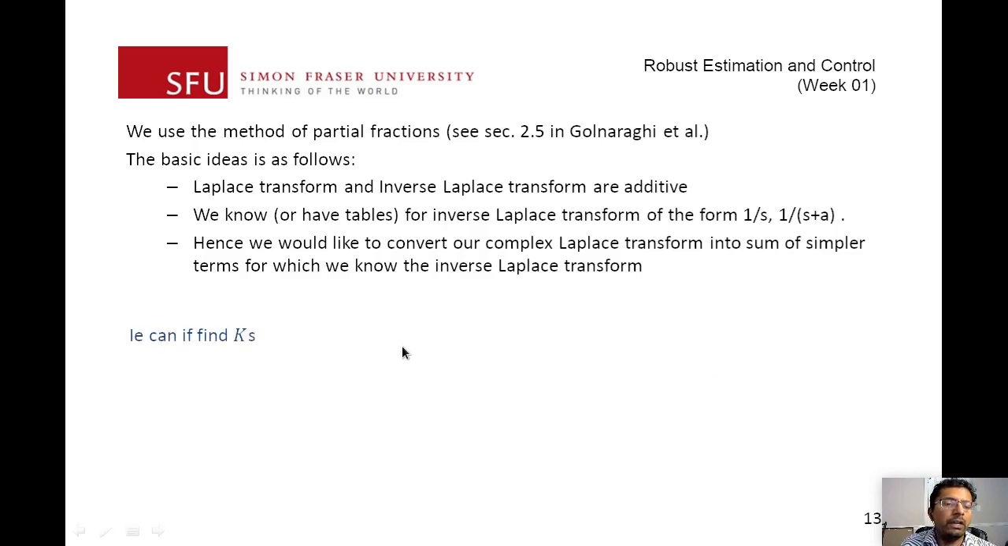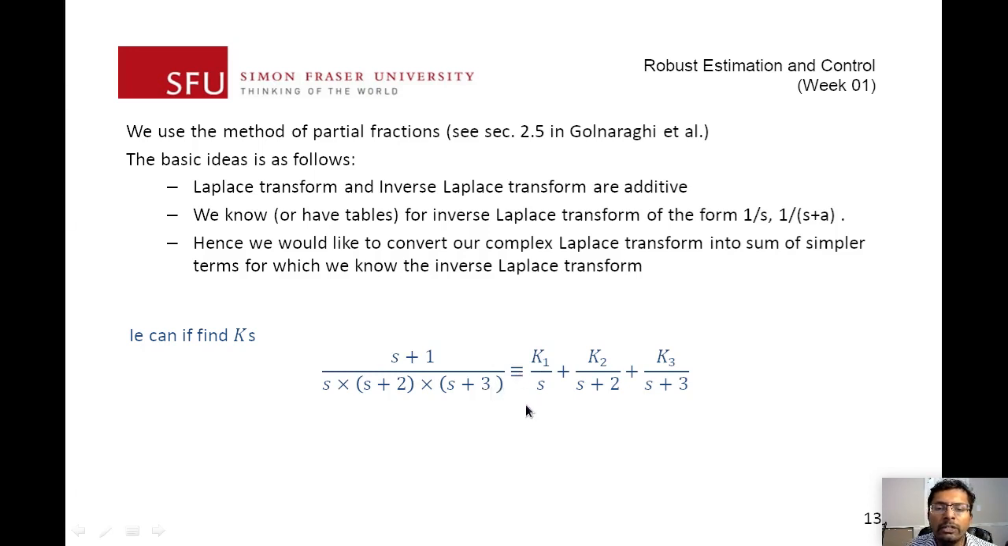The idea is we are going to find some constants k so that our equation here is identically equal to, and these three lines mean identically equal to, which means it's true for every value of s, the sum of these three terms. The reason is that if we multiply all three denominators, we end up with the denominator on the left-hand side. If I put an additional term like k4 over s plus 4, I wouldn't have anything for it in the denominator, so those terms would be 0. This is how we do it.